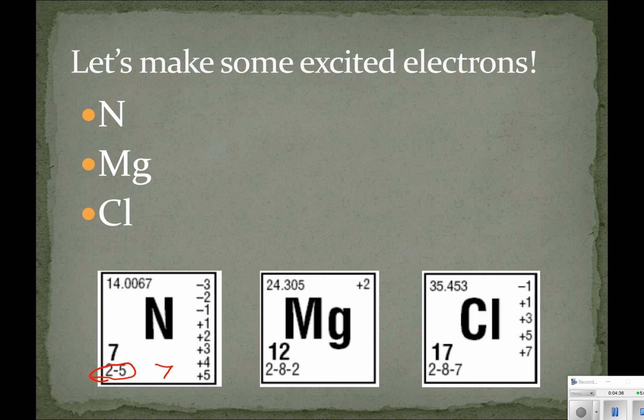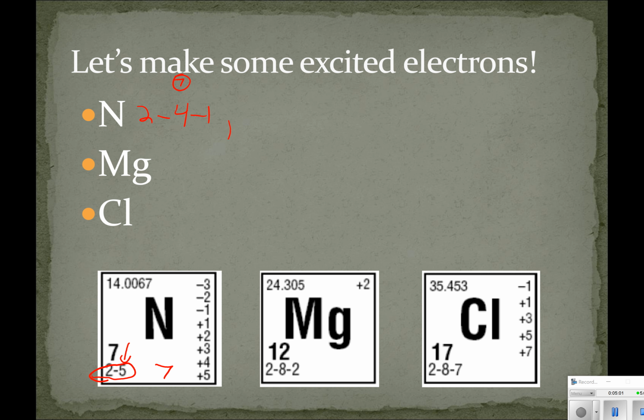Now, feel free to pause this and see if you can come up with some excited configurations for each of these, and then check your work. So for nitrogen, we have a total of 7. Let's say we had an electron here and the second jump up to the third. We might get a configuration of 2, 4, 1, which totals 7, and therefore that works.